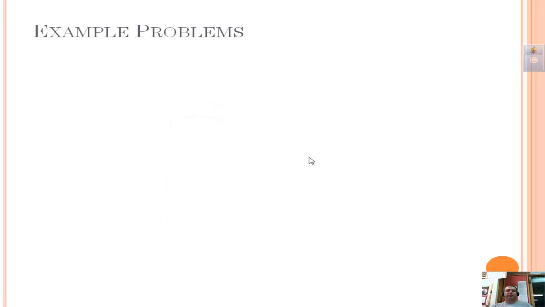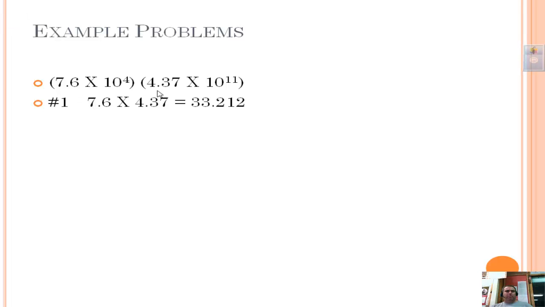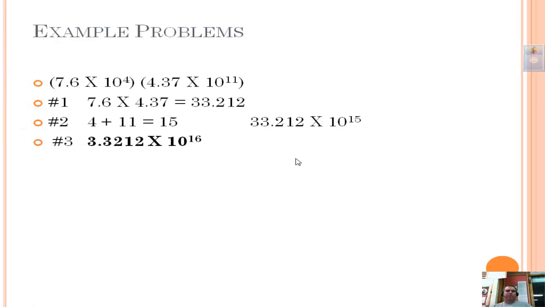Let's look at a couple of example problems. Okay, first one, we're going to look at 7.6 times 10 to the 4th, and we're going to multiply it by 4.37 times 10 to the 11th. We're going to multiply the m values, 7.6 multiplied by 4.37, and we're going to get 33.212. We're going to add our exponents. We're going to take 4 and add it to 11. 4 plus 11 is 15. Putting it all together, we get 33.212 times 10 to the 15th. But that's not proper scientific notation. Backing it up 1 to get it between 1 and 10, we're going to get 3.3212 times 10 to the 16th.